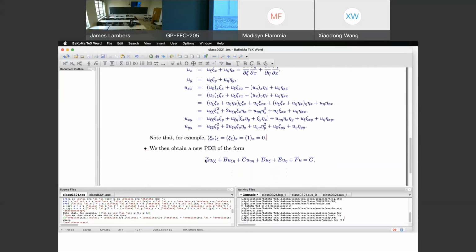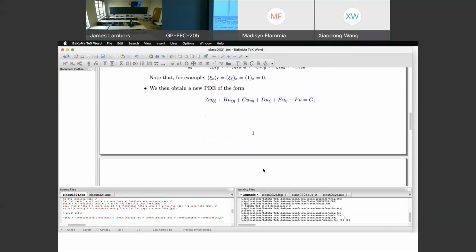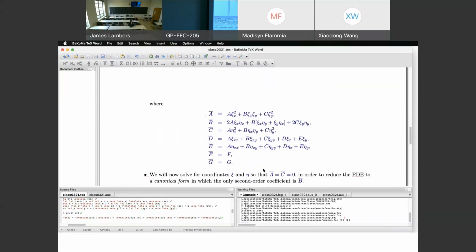The result is, here's my new PDE in the new variables. So a bar, b bar, c bar are the coefficients of all these derivatives of u with respect to the new variables. And now I can show you the formulas for those new coefficients. And here we are. So you can see that they relate to the original coefficients and derivatives of the new variables with respect to the originals.